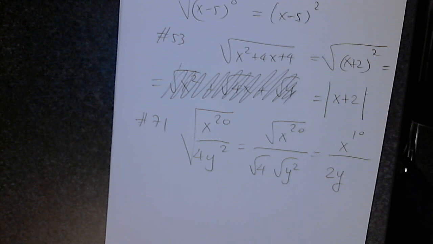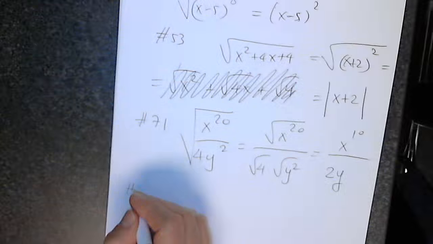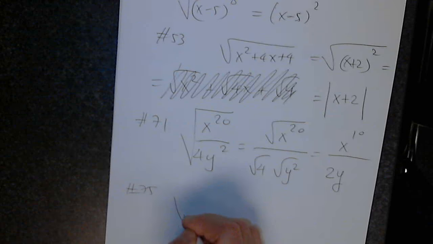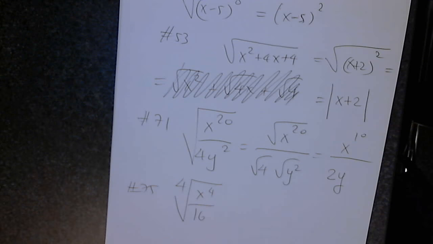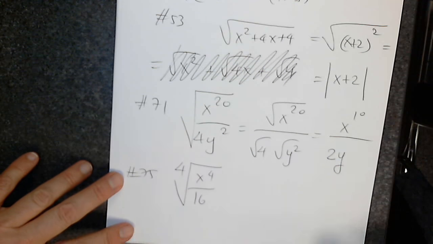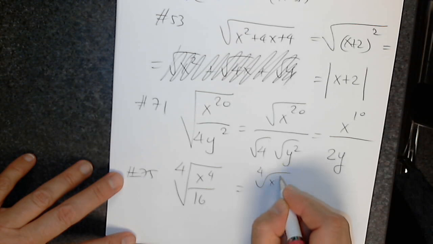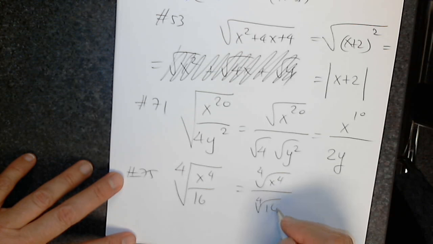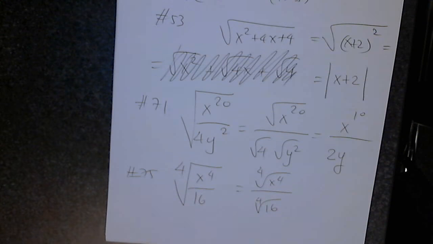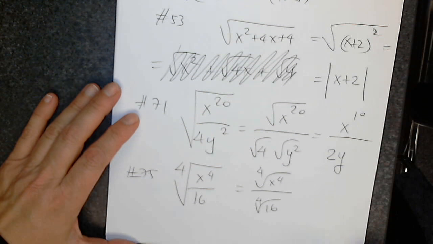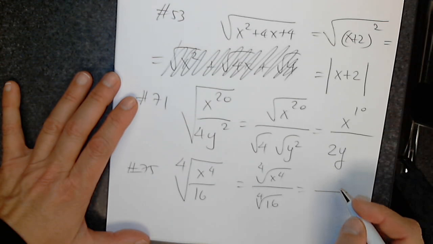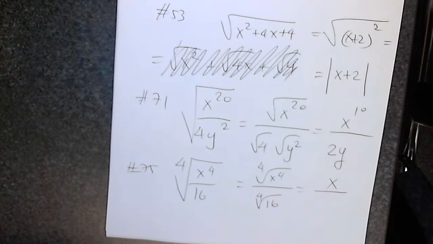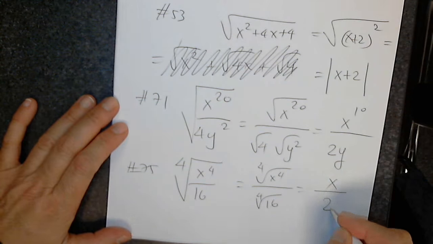Okay, I have 3 more minutes. Let me choose one more problem. Let's say 75. The fourth root of x to the 4th over 16. So this is the fourth root of x to the 4th over the fourth root of 16. The top is, we are told everything is positive, so the top will be x, and the bottom will be 2.